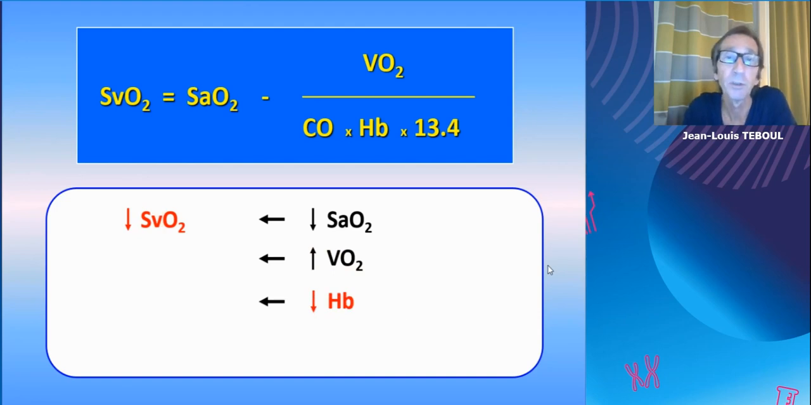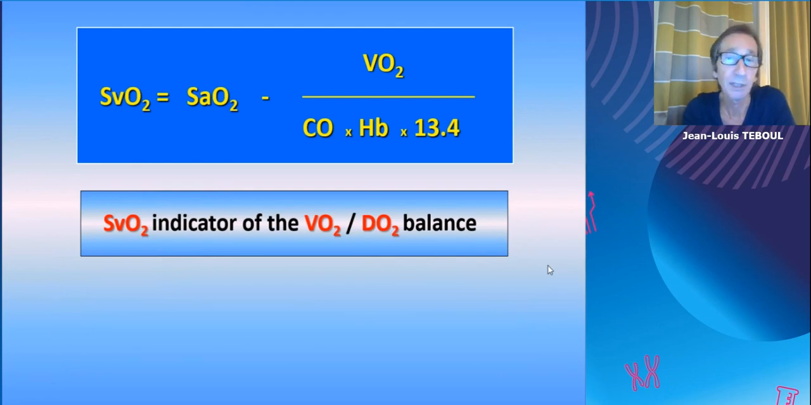This could be due to a decrease in hemoglobin concentration if cardiac output does not compensate for the decrease, or this could be due to a decrease in cardiac output. And this is the most important reason for a decrease in SvO2 in clinical conditions.